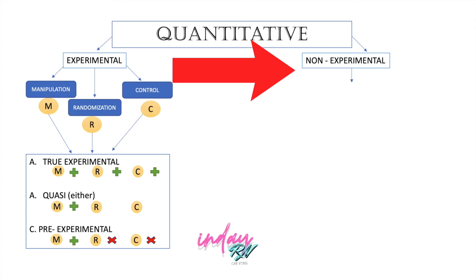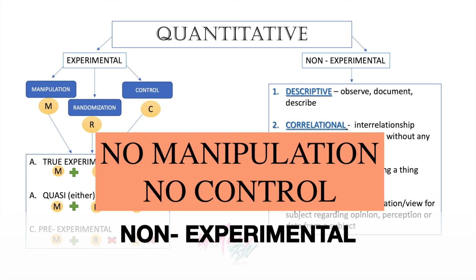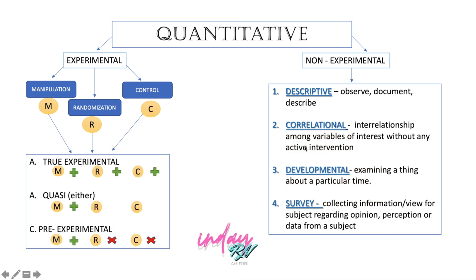And the next one is the non-experimental. We are going to meet the descriptive, correlational, developmental, and survey. So how does non-experimental work? In this research, the researcher will examine things that happen naturally by observing things in natural setting. There is no manipulation here, and there is no control also. Here, we have four types.